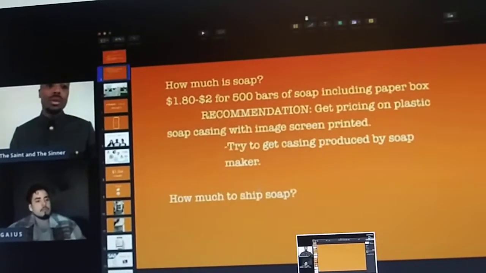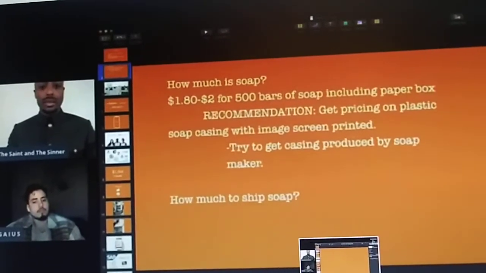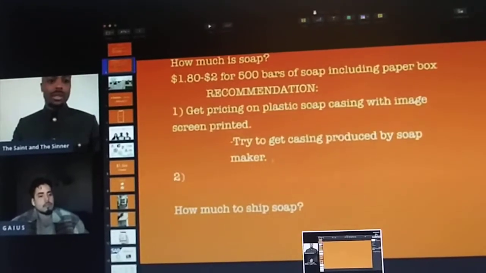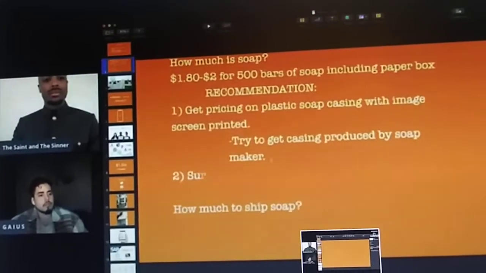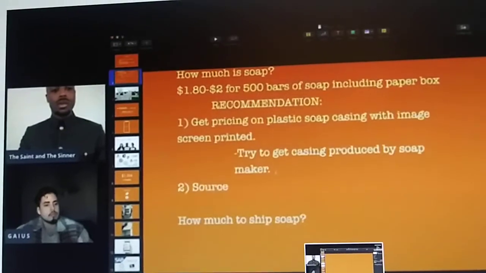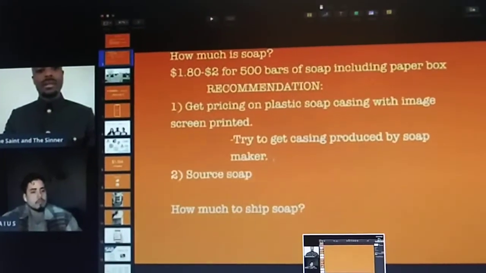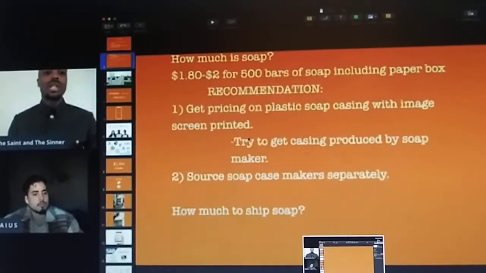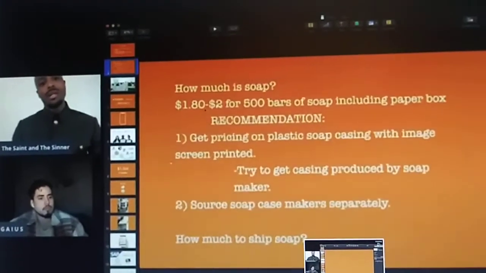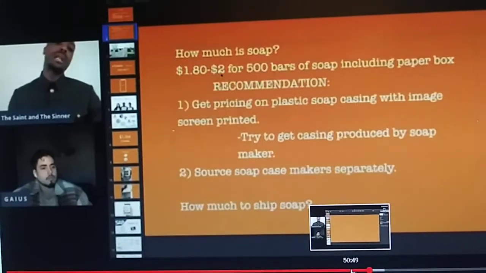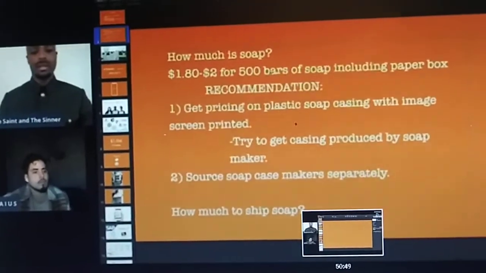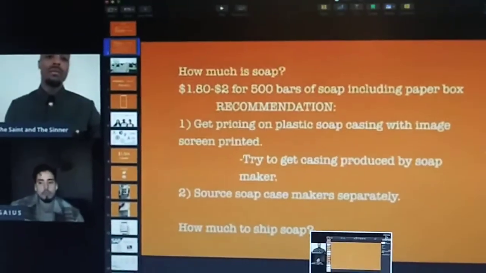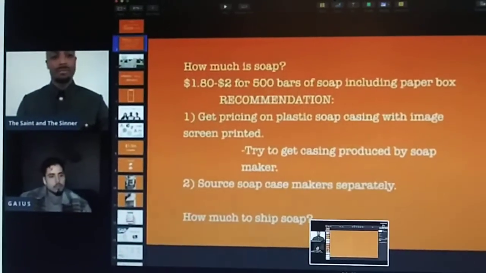So what I want you to do is I got another recommendation. Let me just go ahead and put that's number one. My second recommendation is source soap case makers separately. And let me tell you one challenge that you already have. You said it's about $1.80 to $2 for 500 bars, right? No, it's more like 80. I combined the box and the soap price. Whatever. So we're talking about 500 bars, right?